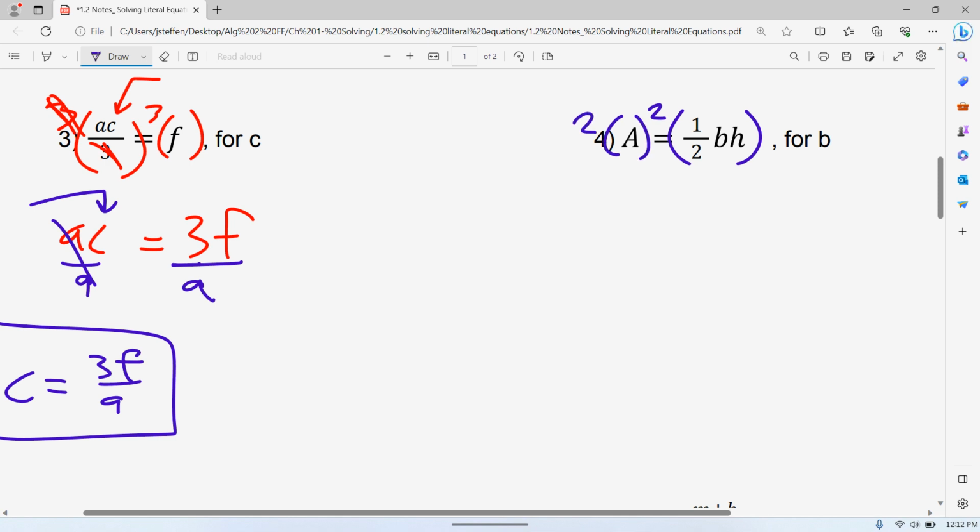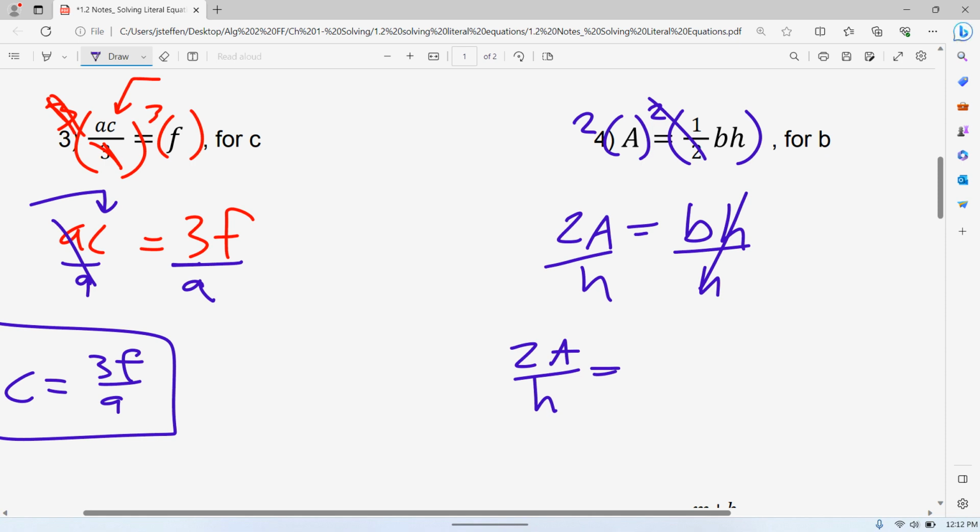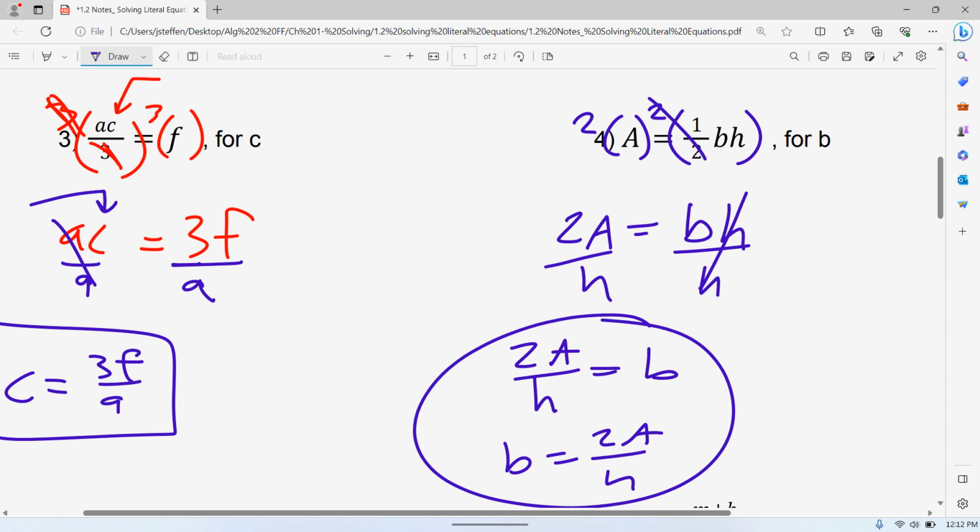2 times a is just 2a. A little bit, get some practice. It's actually 2a. You don't have to use it. Maybe it's because I'm terrible at mental math. We still have the b. B all by itself, then divide both sides by h. It cancels. Obviously, it doesn't matter if you put the b first or second. Those both mean the same thing. B is equal to 2a over h.